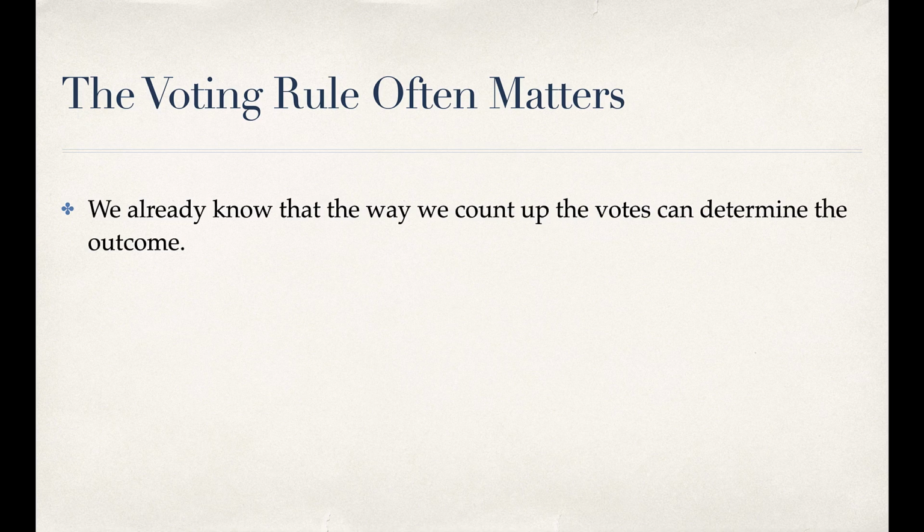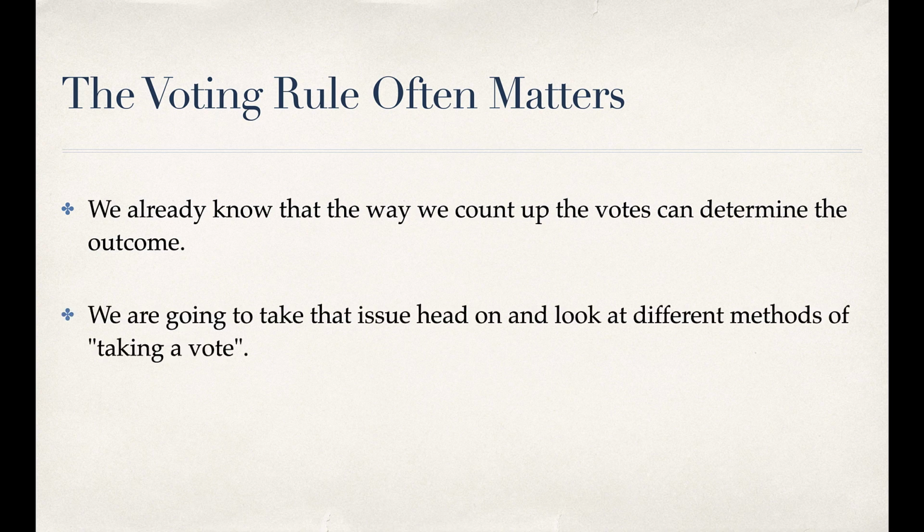So we already know that the way we count up votes can determine the outcome, right? We saw that with the Condorcet vote cycle. The agenda and the way that we take the votes can determine the outcome. So what we're going to do here is take that issue head on, and instead of just looking at pairwise majority rule, which is what we looked at with the Condorcet vote cycle or the Condorcet paradox, we're going to look at completely different methods of voting.